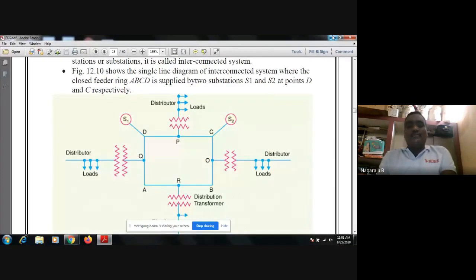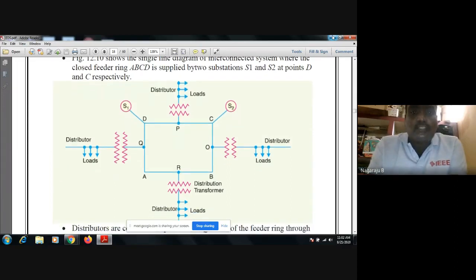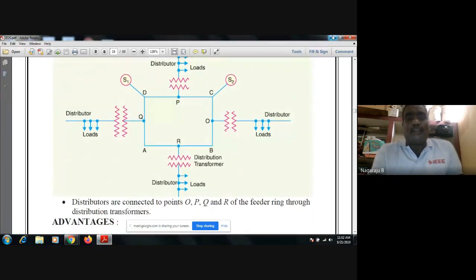A, B, C, D are the interconnected feeder ring. The feeder ring is connected to the S1 and S2 substations at the D and C terminals. In between you have distributor feeding points P, Q, R, O. If any fault happens at the distributor, it is automatically isolated.